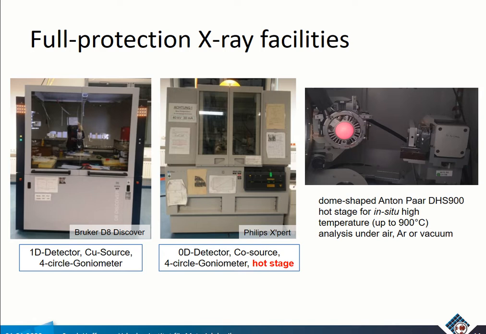What's special about this Philips Expert system is that we have a hot stage that's also shown here on the right hand side. There we have the cobalt source, and this special system here is then this dome-shaped hot stage. Now it's heated, so it's glowing red, and we can reach temperatures up to 900 degrees C, and we can do then in situ analysis under air, argon, or even vacuum.